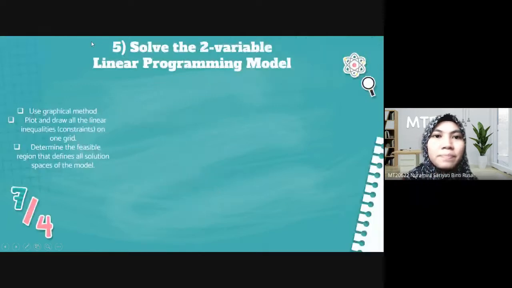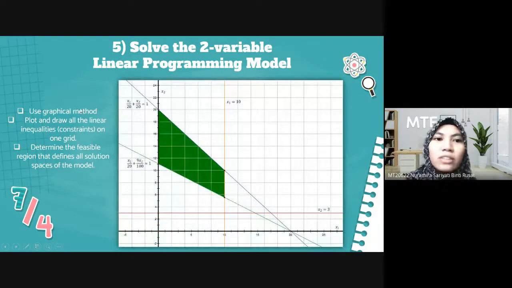Okay. So we solve the two-variable linear programming problem using the graphical method. We plot and draw all the linear inequality constraints on one grid. And then there were 4 constraints, right? So we have 4 lines over here. And then we determine the feasible region that defines all solution spaces of the model. This one goes up, this one goes down, to the left, up. So this is the space that satisfies all of the constraints.